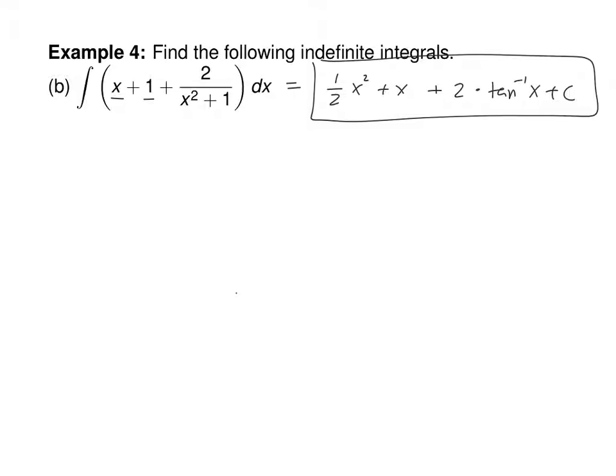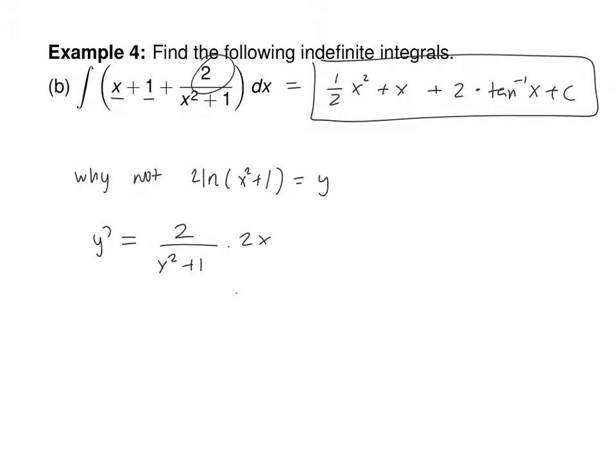On your test, there was a question a bit like this because you also had antiderivatives on there. Why not 2 ln of x squared plus 1? Because you see a denominator, you think, oh, maybe it's a natural log. So if this was equal to y, then the derivative of that would be 2 over x squared plus 1 times another 2x, right? And this does not have a 2x in the numerator. So that's the reason it's not natural log of x squared plus 1. Does that make sense?